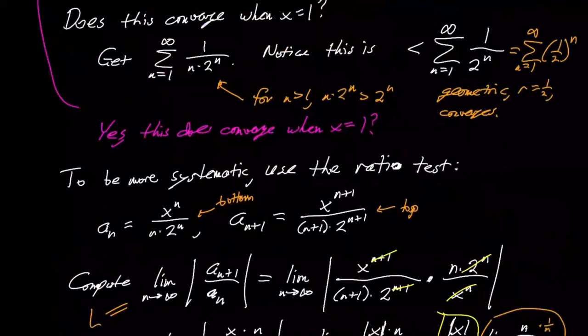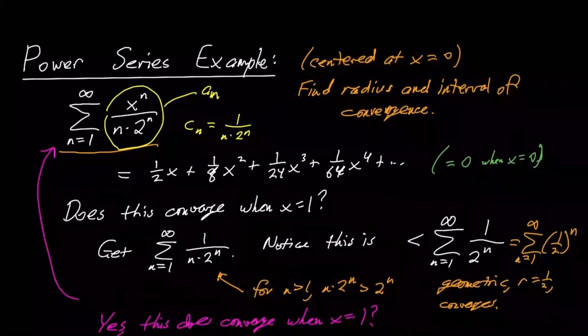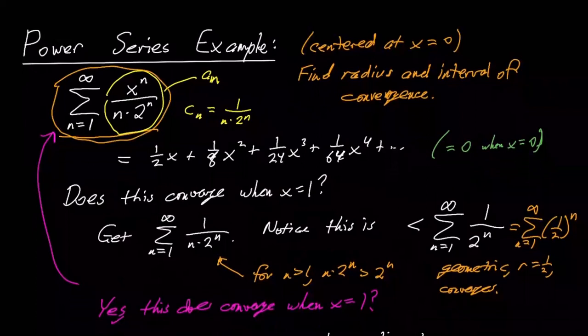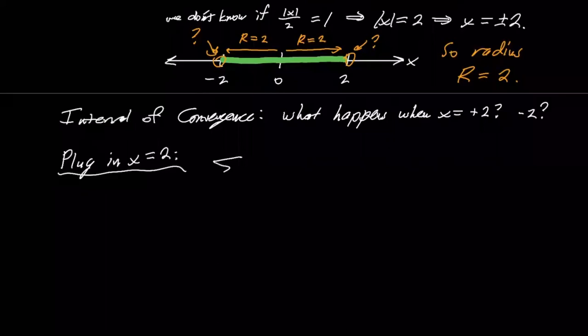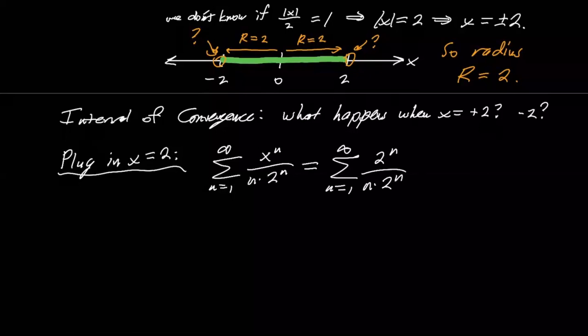We go all the way back to the beginning. Here was our series. This is our series right here. So I'm just going to write the series again and then think about plugging in x equals 2. It's probably the best way to do that. So the sum from 1 to infinity, x to the n over n times 2 to the n. Well, if we plug in 2 for x, we get 2 to the n over n times 2 to the n, which, voila, cancellation. And we actually just get the sum of 1 over n.